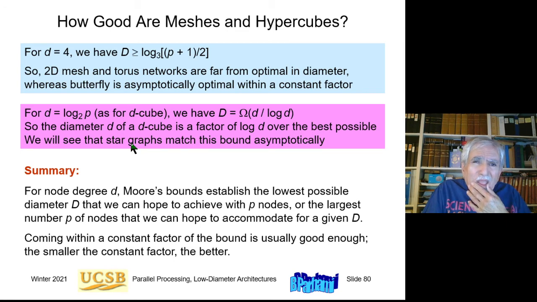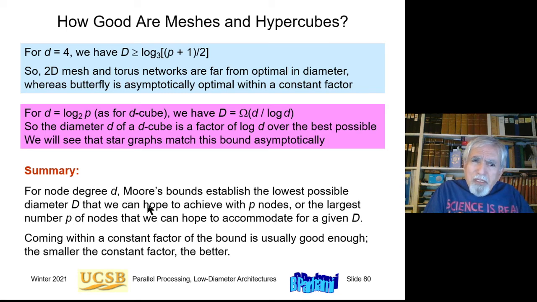For the d-cube or d-dimensional hypercube, where d is equal to log base 2 of p, the diameter according to the Moore bound is d over log d. For the hypercube, we have d. So the hypercube again is not optimal because its diameter d is larger than the optimal diameter according to the Moore bound. Of course, there's no guarantee that we can find a Moore graph, but theoretically, the diameter can be as low as this, whereas the hypercube is d.